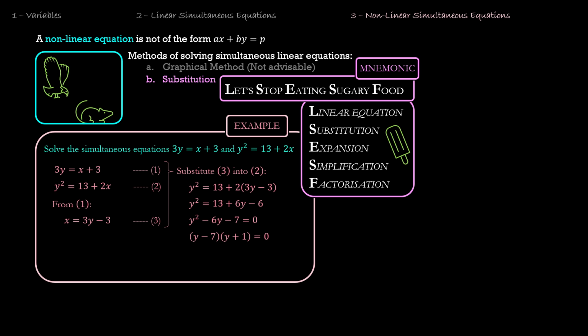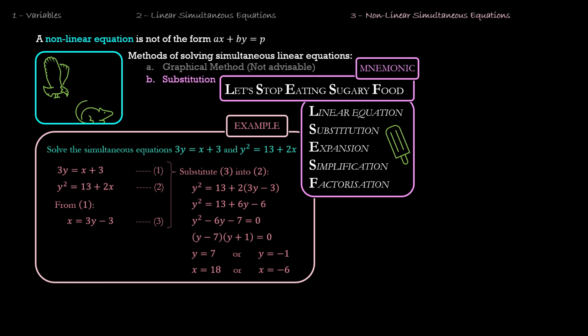We can proceed to factorize the equation and get y equals to 7 or y equals to minus 1. By substituting this value into the equation 3, we get x equals to 18 or x equals to negative 6 respectively. Let us look at another question.